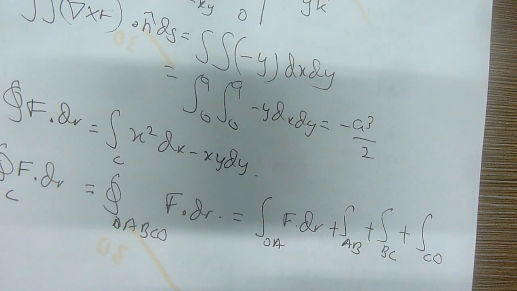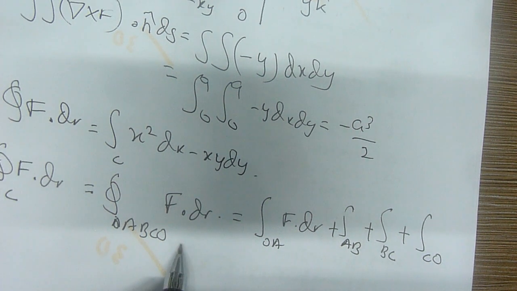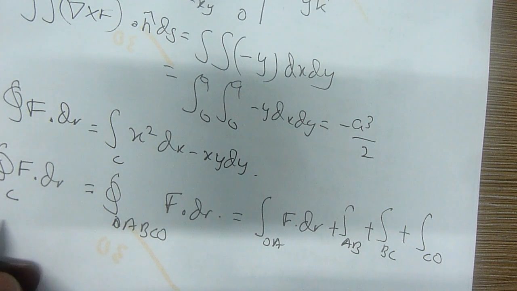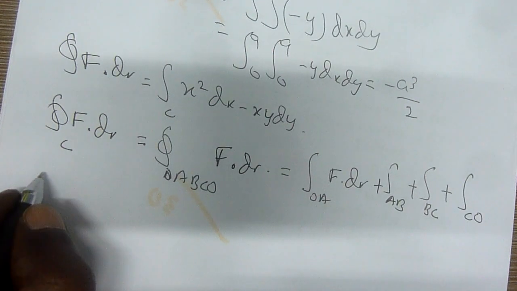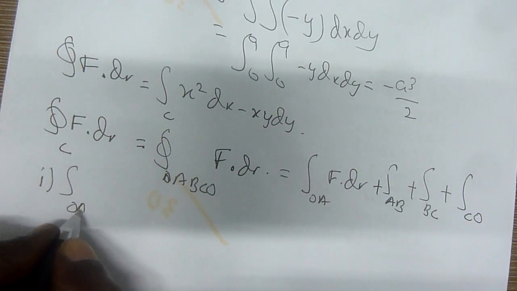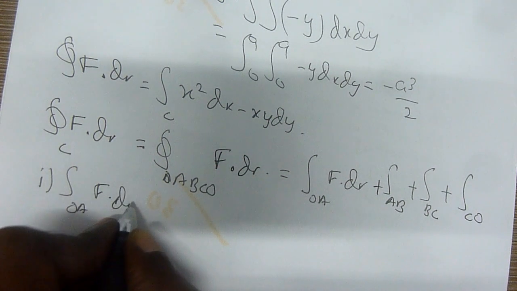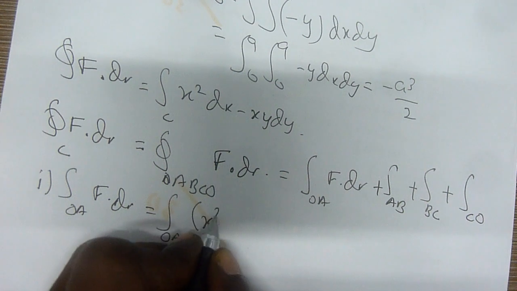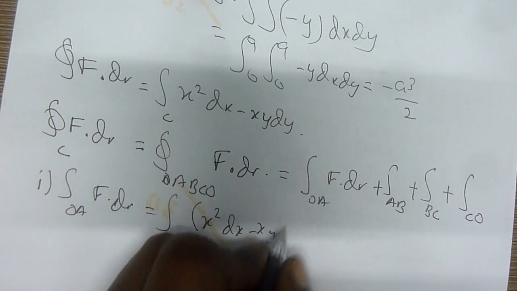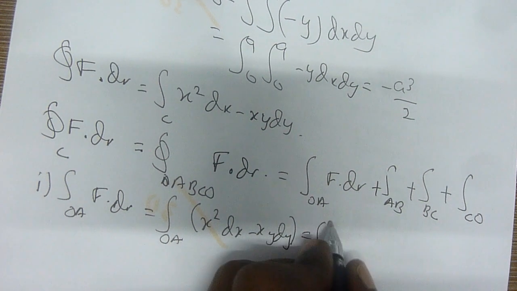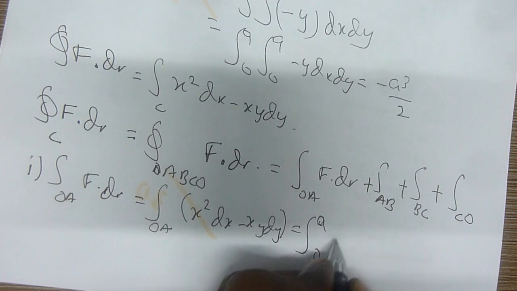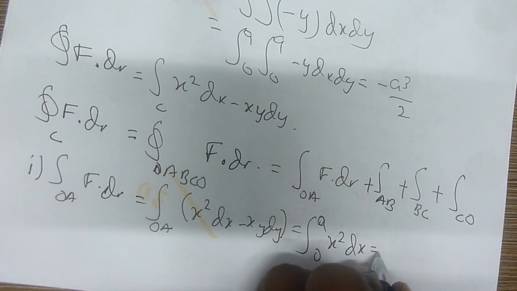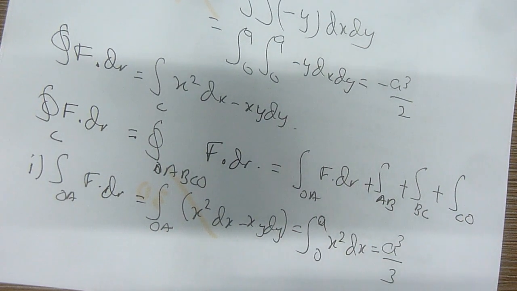When you calculate one by one, step by step, you will get something very interesting. Maybe I show one case, OA for example. When you calculate OA, in this case it's x squared dx, xy dy, and therefore we get the integral from 0 to a of x squared dx, which is a cubed over 3.